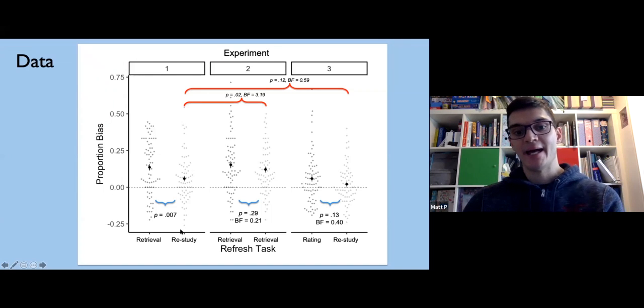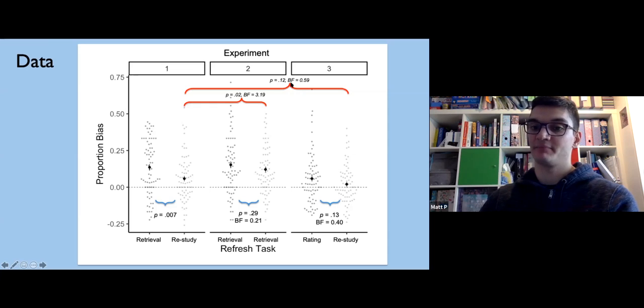And then finally, comparing the bias difference measure following the restudy task in experiment one compared to experiment three, we can see that there's no significant difference there.